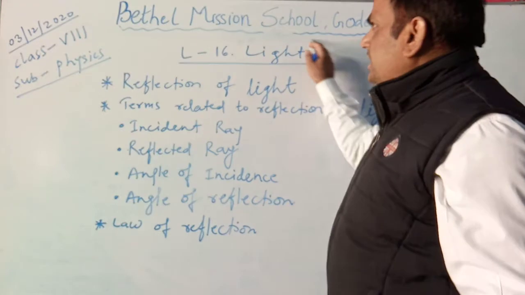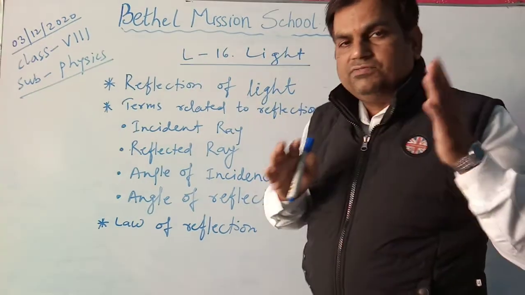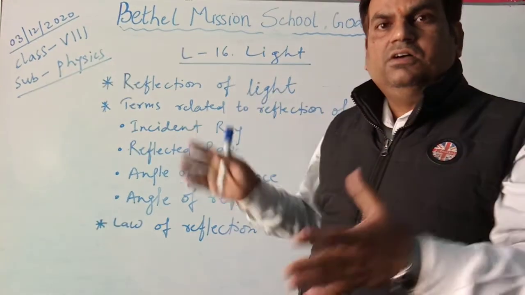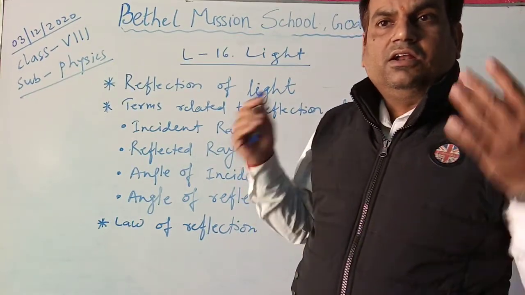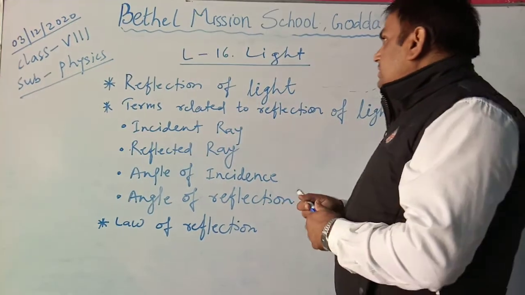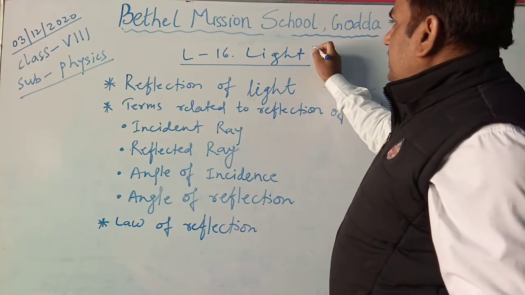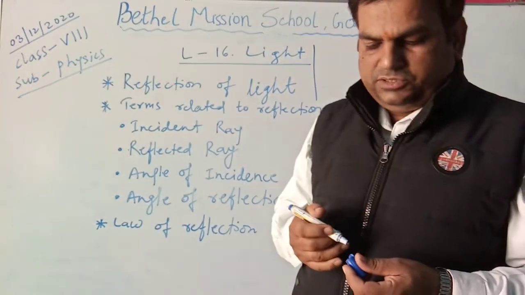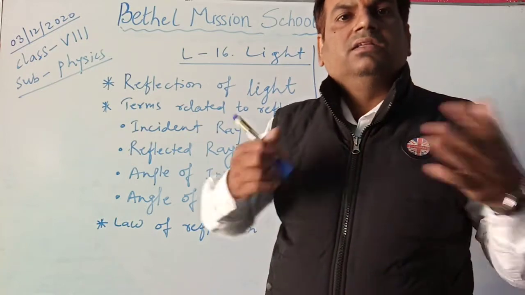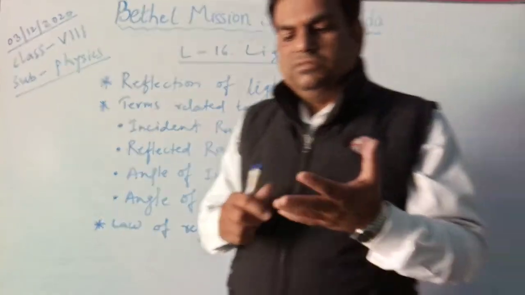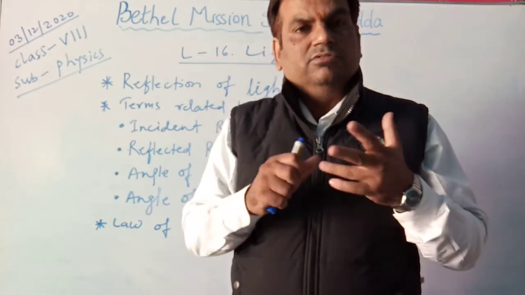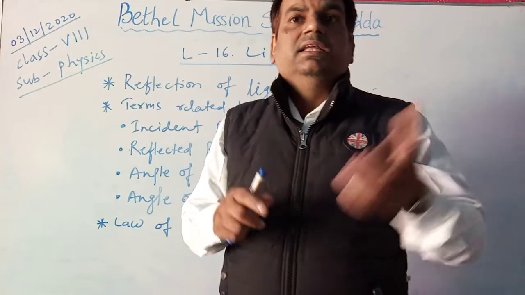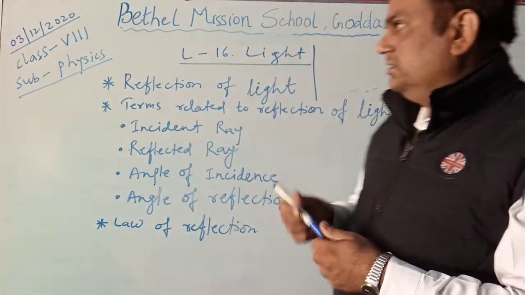So what is light? Light is a form of energy which gives us the sensation of seeing the objects around us, and light travels in all three mediums. All three mediums means light can travel through liquid medium, gaseous medium, and the solid medium also.